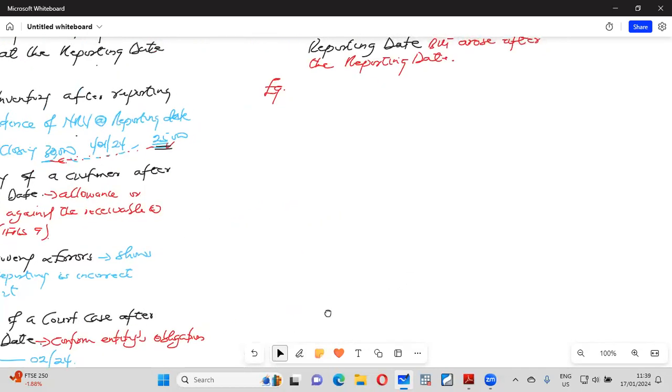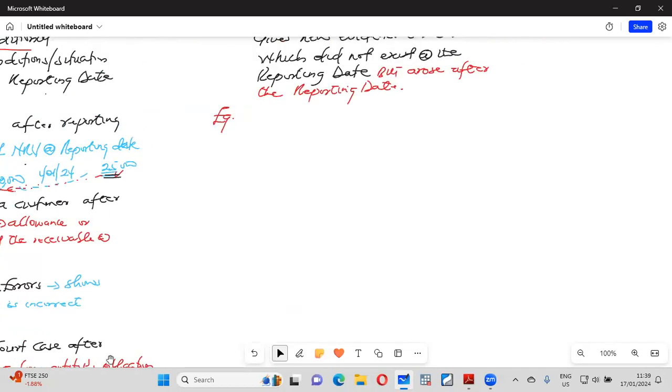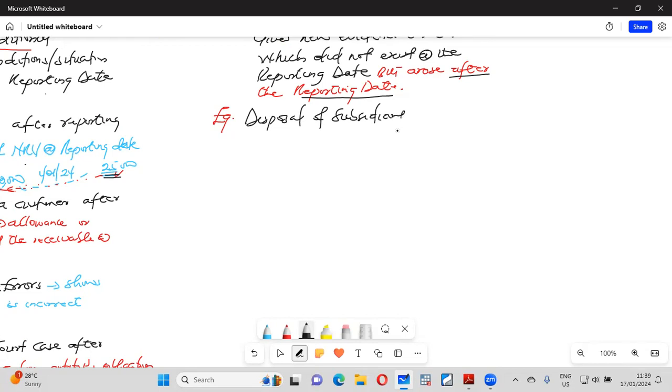Now let's look at some of the examples over here. As for this place, the key thing is that it is after the reporting period. So examples are when a major business combination is going to happen, or there is a disposal of a subsidiary after the reporting date. So one will be disposal of a subsidiary or a major business combination.